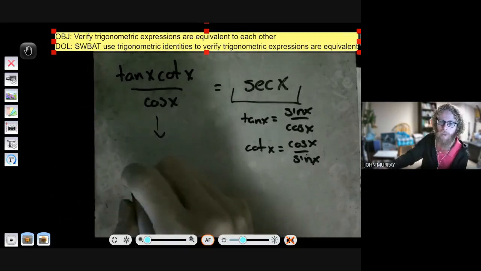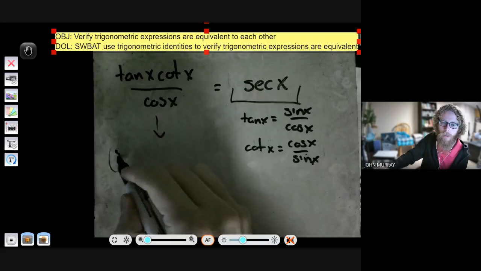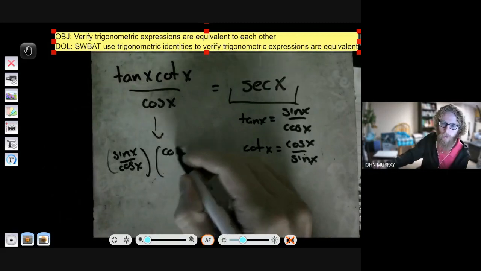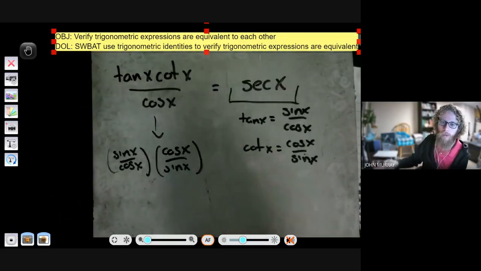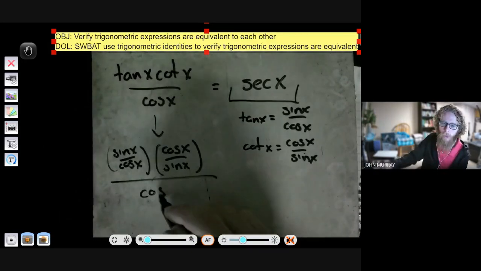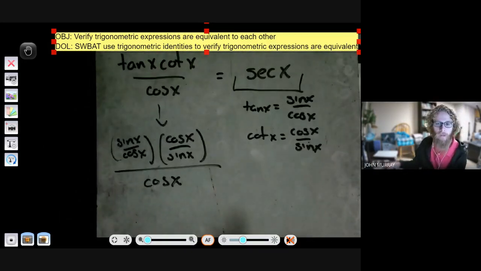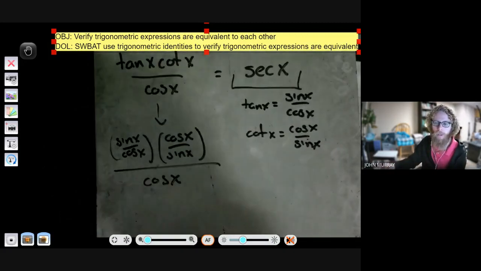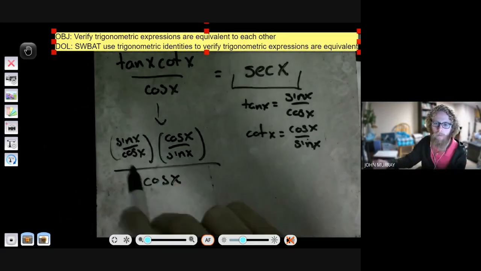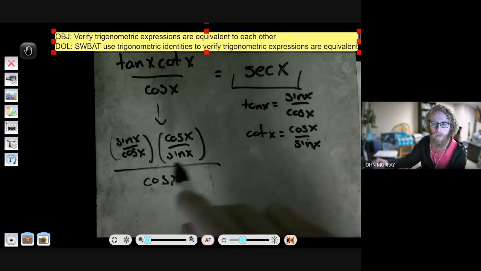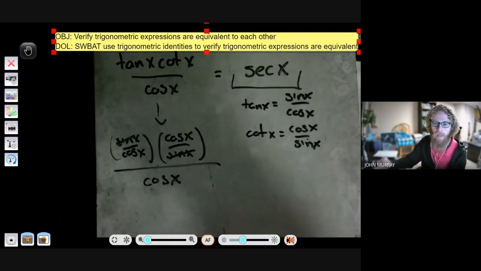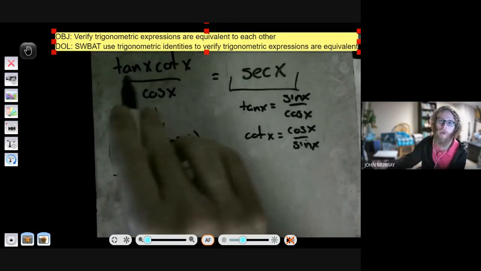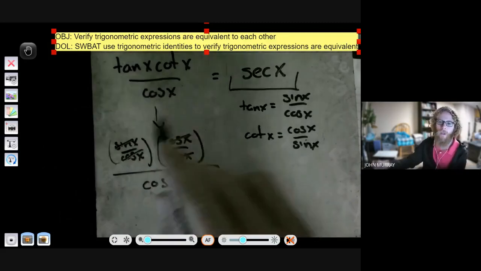So rewriting this expression, the tangent is sine of x over cosine x. The cotangent becomes cosine x over sine x, and we still have it all over cosine x. Now, what's nice is that because this is multiplication and division, we can do elimination. Anything that we see in the numerator and in the denominator, the sines eliminate and the cosines eliminate. That's one of our special properties of tangent and cotangent, right?